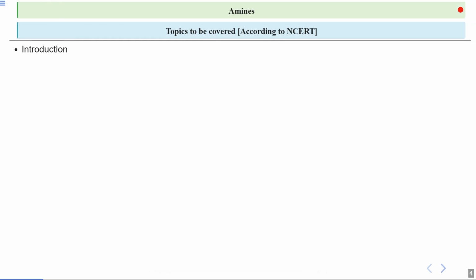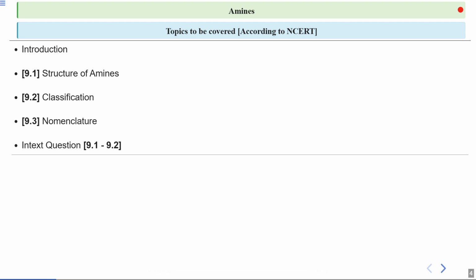So according to NCERT, the topics which we will cover today, first is the introduction. Next is section 9.1, which is structure of amines. Next is 9.2, that is classification. Next is 9.3, which is nomenclature. And for your better understanding of the concept, we will solve two in-text questions, that is 9.1 and 9.2.